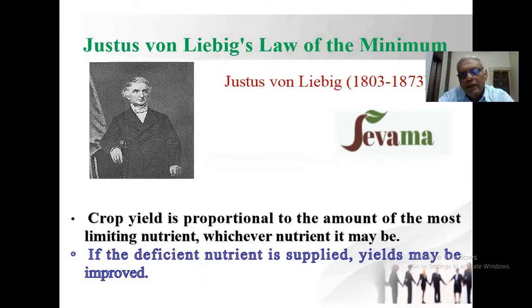Justus von Liebig's law of the minimum. He has stated the crop yield is proportional to the amount of the most limiting nutrient, whichever nutrient it may be. You know that a plant requires 17 nutrients, and if any one nutrient is deficient, then crop yield declines. So all the 17 nutrients are required for the growth and development of the plant. If the deficient nutrient is supplied, yield may be improved.